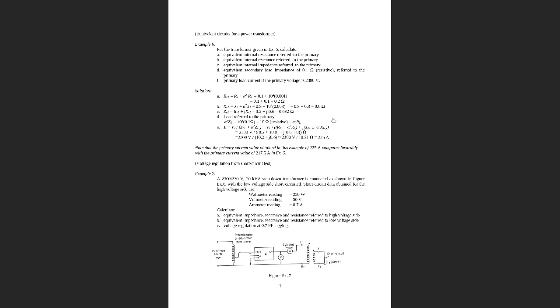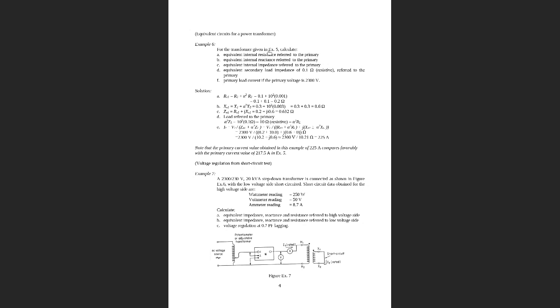Example 6 tries to highlight once again the concepts of equivalent internal resistance, equivalent internal reactance, and equivalent internal impedance, referred to primary and referred to secondary, so that you can have a clear understanding of these concepts. Now, we have a quick look at the question itself and the solution here. Learn how, for any kind of transformer, to find the equivalent internal impedance.